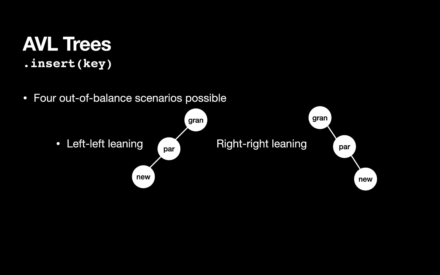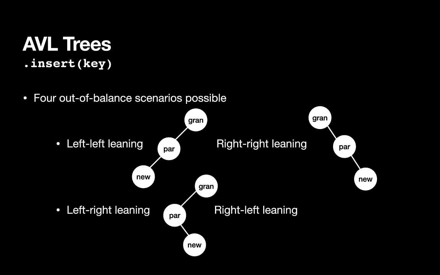So we've also got the left-right leaning, and then its mirror image, the right-left leaning. So this one where, again, the grandparent, the node that's out of balance, is leaning towards the left, and it, because of the insertion, is leaning towards its right, and then again, the mirror image of that.